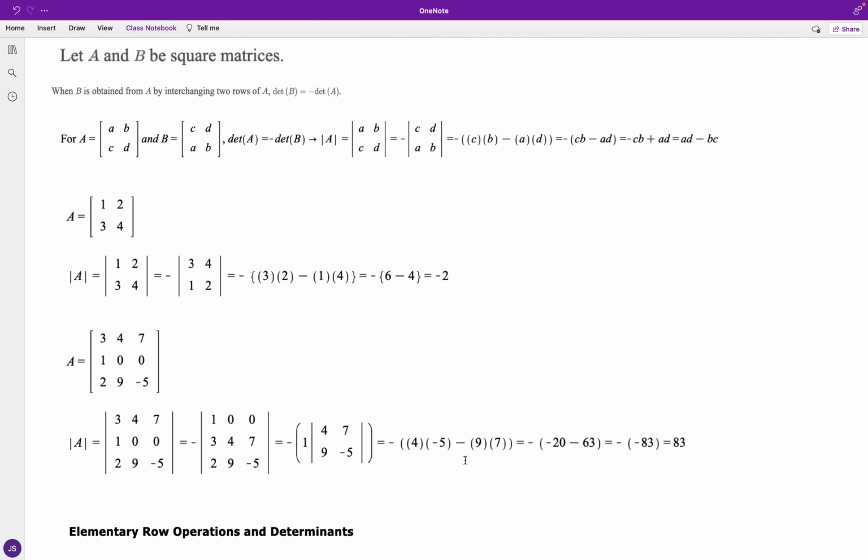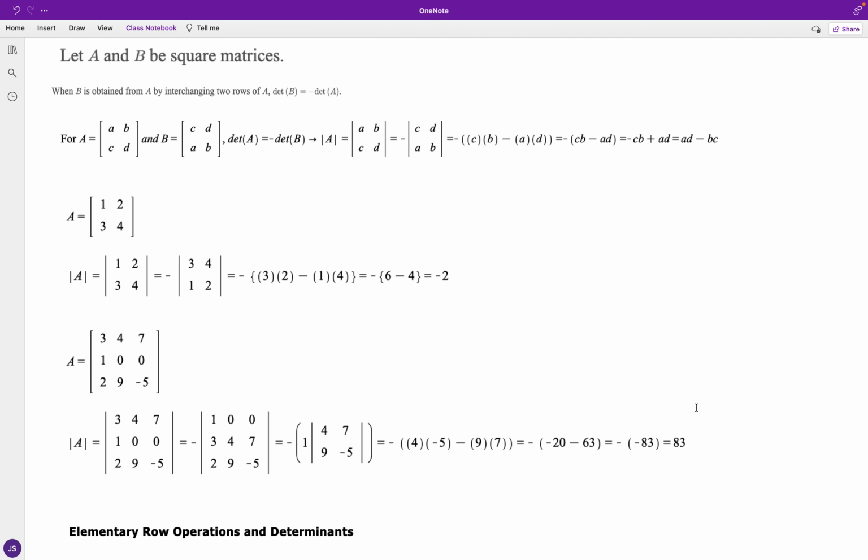Applying what we have here, you have the opposite sign of 1 times 4 times negative 5 minus 9 times 7. Now, 4 times negative 5 is negative 20, and we subtract 9 times 7, which is subtracting 63, and the difference is negative 83. Applying the opposite sign, the determinant of this 3 by 3 matrix ends up at 83.